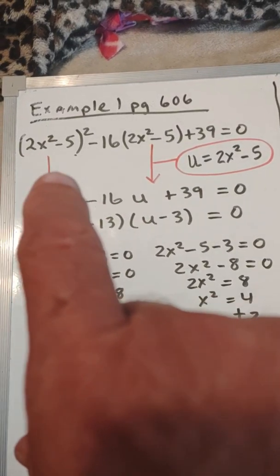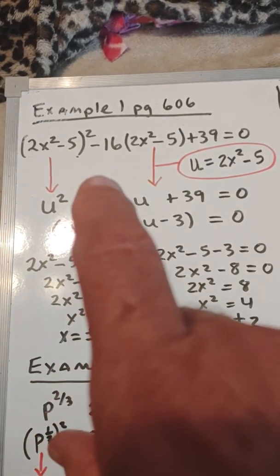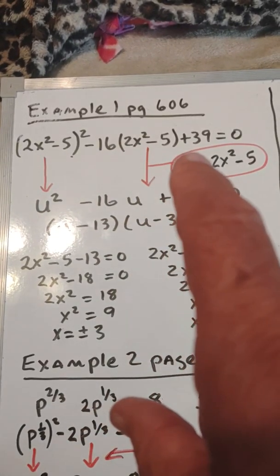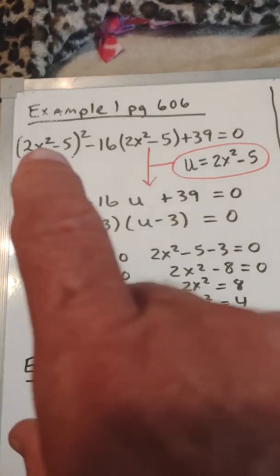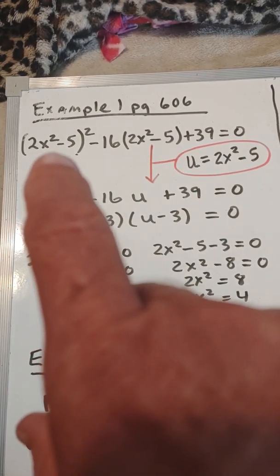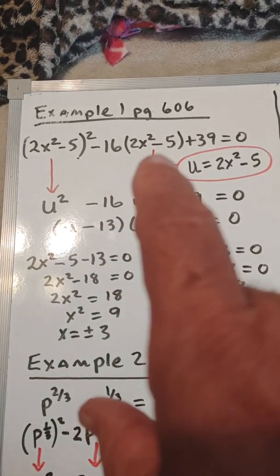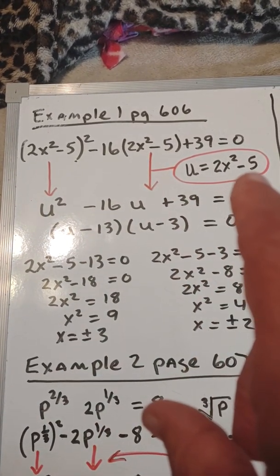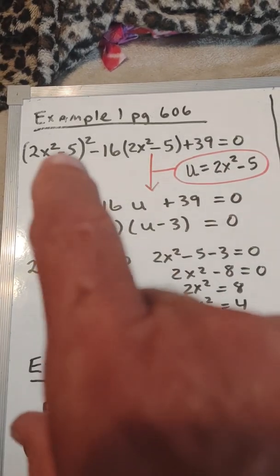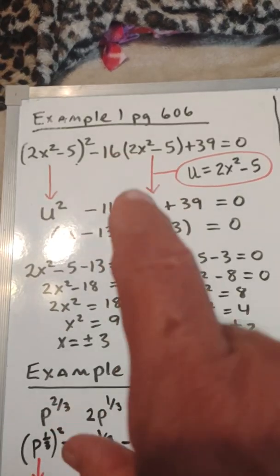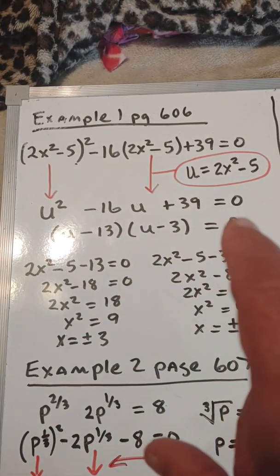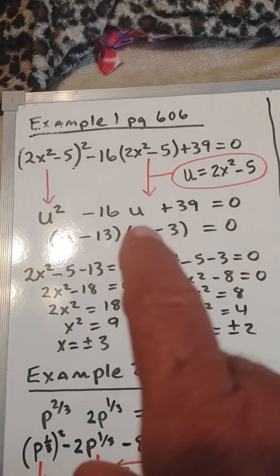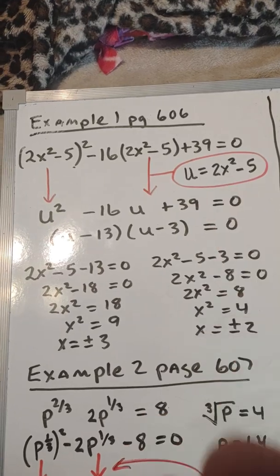It says (2x² − 5)² − 16(2x² − 5) + 39 = 0. Well, if we turn around, you'll notice that we have 2x² − 5, 2x² − 5. So if we make u equal 2x² − 5, then this becomes u squared, this becomes 16u plus 39 equals 0, which makes it much easier to factor. We'll substitute this back in the end.